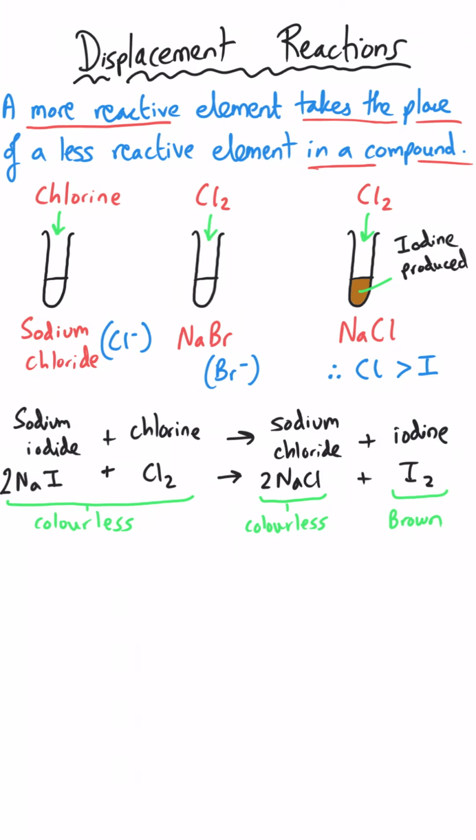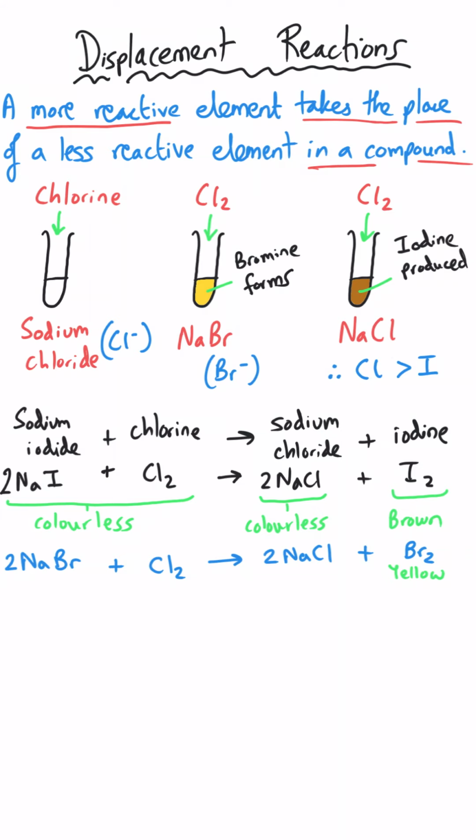Then the reaction where we add chlorine to sodium bromide, we would see a yellow coloured solution forming at the end. And that's because bromine has been formed, because the bromide has been displaced. And this is again proving that chlorine is the more reactive. Now, when you add chlorine to sodium chloride, nothing is likely to happen or be observed because chlorine and chloride, there is no difference in reactivity there. So you would expect no visible change to occur.